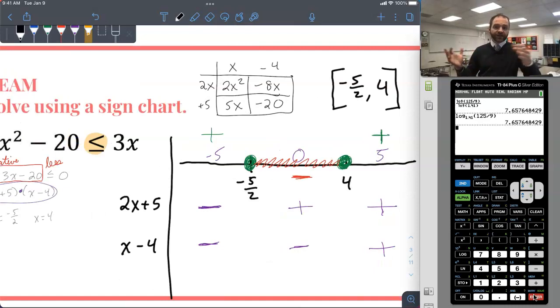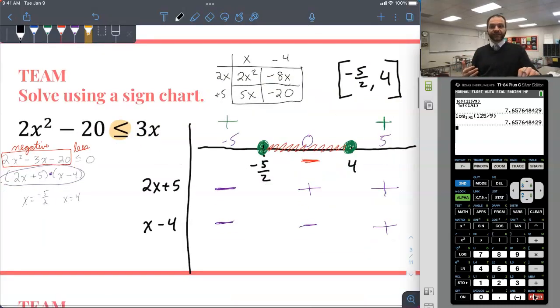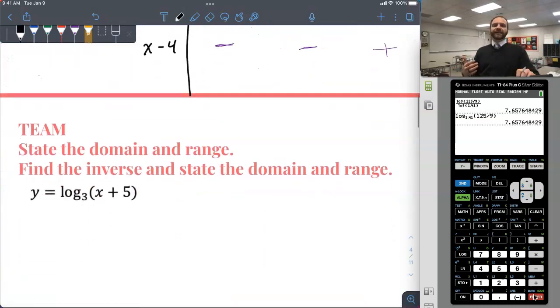Well, how did you get the -5, 0, and 5? Why didn't you use -10, 1, and 8? I could have. I just find my mental math a lot easier with -5, 0, and 5. As long as they're in between the numbers, it works. And that is really the main idea behind a sign chart. The next problem is, oh man, inverses.